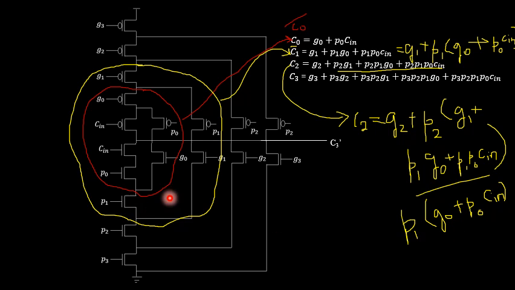Now if you consider this expression, P0 Cin is in series. With that combination, G0 should be in parallel. With this entire combination, P1 should be connected in series. With that combination, G1 should be in parallel. With that, we have to connect P2 in series. With this entire combination, G2 should be connected in parallel.